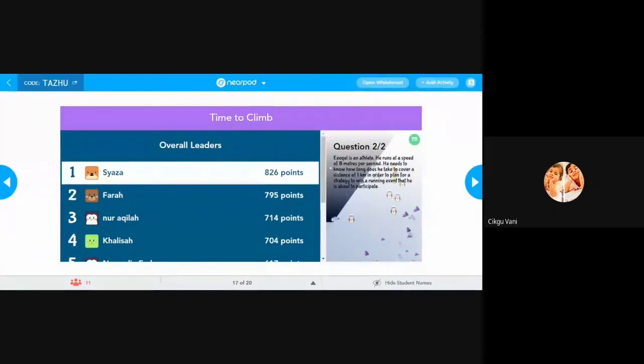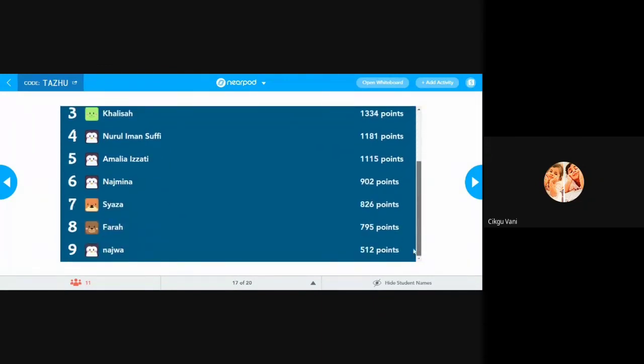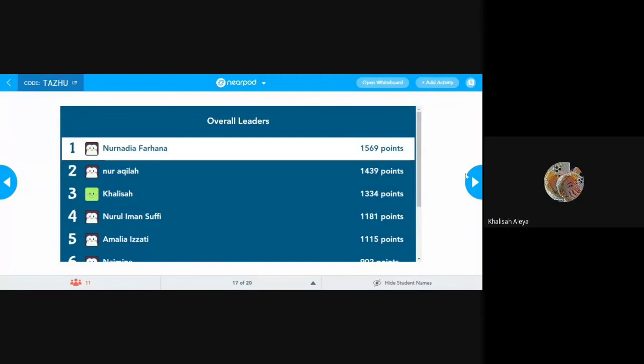Dan bila jawab, cikgu nampak Syaza, Isri, Farah, Akilah, Kalisa. Okay, very good. Hai, good job. Dah habis jawab ke? Dah. Sudah. So, kita akan berhenti. Siapa pemenang? Nadia, 1569. Continued by Akilah, Kalisa. Good job guys. Semua buat dengan elok. Okay, kita akan tengok yang seterusnya.